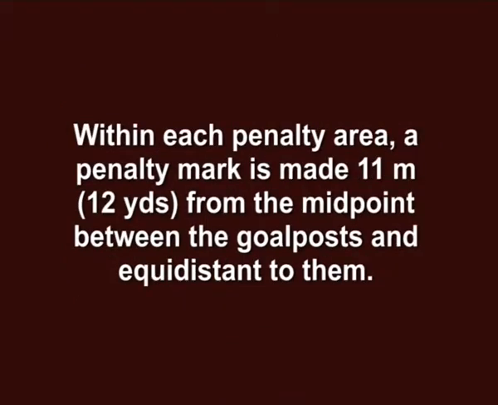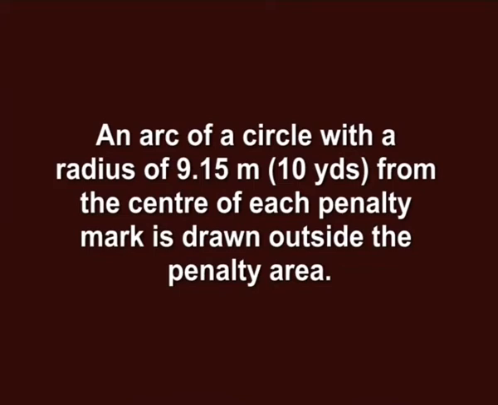Within each penalty area, a penalty mark is made 11 meters, 12 yards, from the midpoint between the goal posts and equidistant to them. An arc of a circle with a radius of 9.15 meters, that is 10 yards, from the center of each penalty mark, is drawn outside the penalty area.